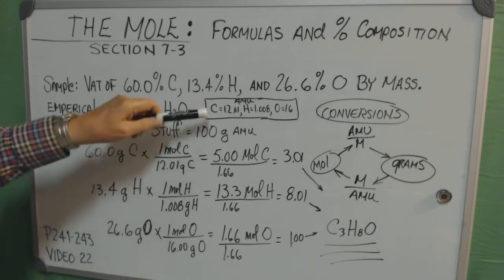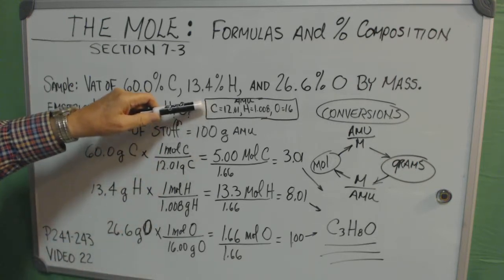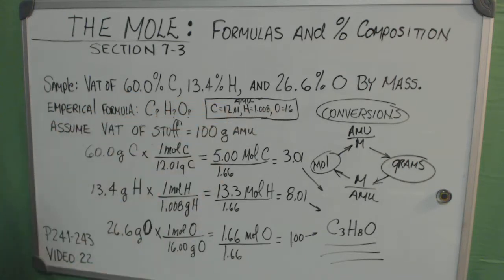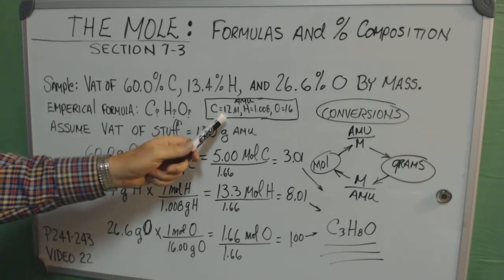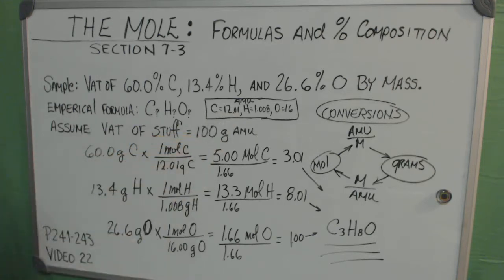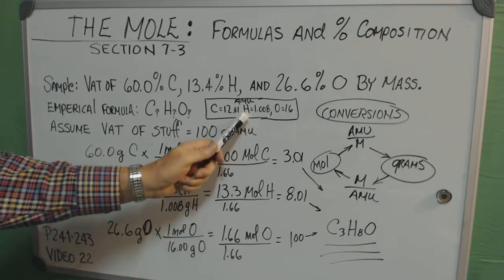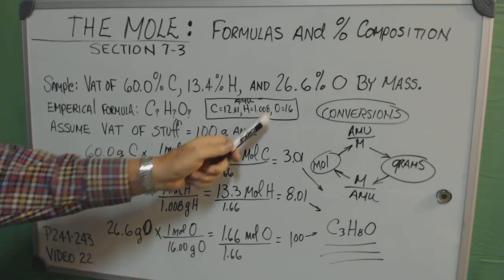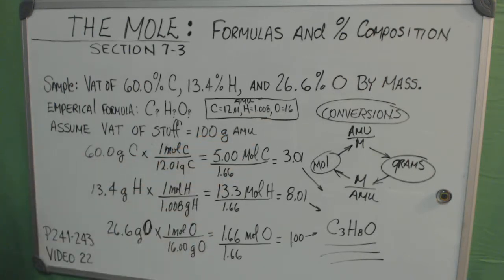So I have to look up my atomic mass units of carbon, hydrogen, and oxygen. We've been looking this up so much we probably have it memorized by now. But 1 mole of carbon weighs 12.01 grams, right? 1 mole of hydrogen weighs 1.008 grams, and 1 mole of oxygen has a mass of 16.00.